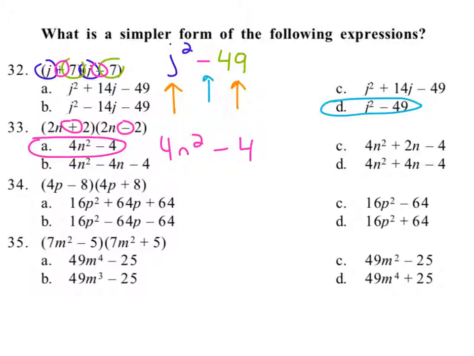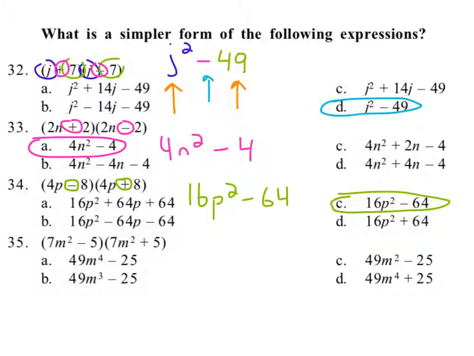Okay, we'll keep doing that. Exactly the same, except we've got opposite signs in the middle. So we square the first term, 4p times 4p, 16p squared. 8 times 8, 64, and we have subtraction in between them. 16p squared minus 64, C right there.